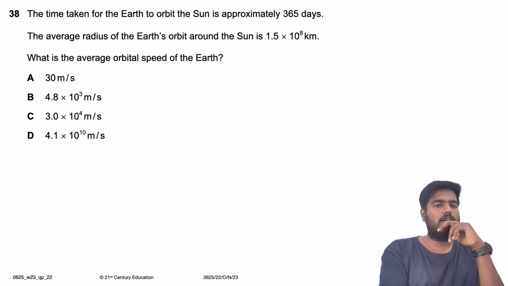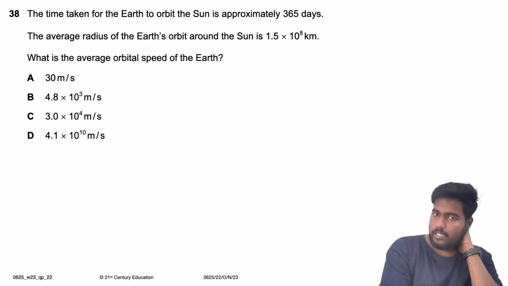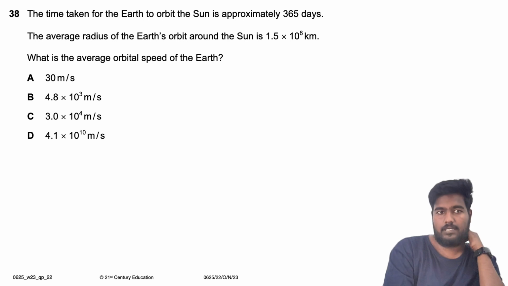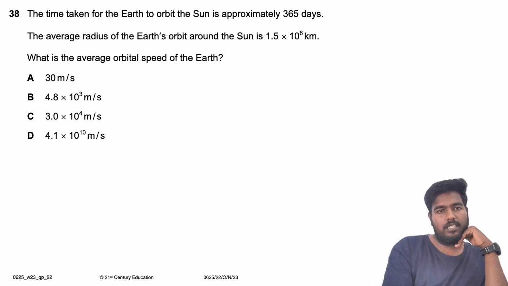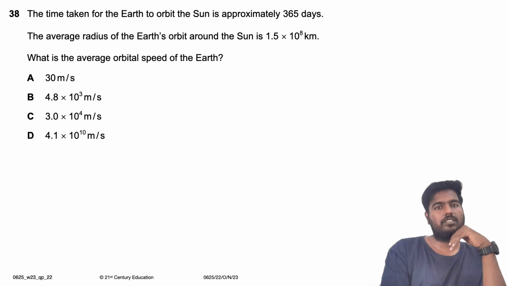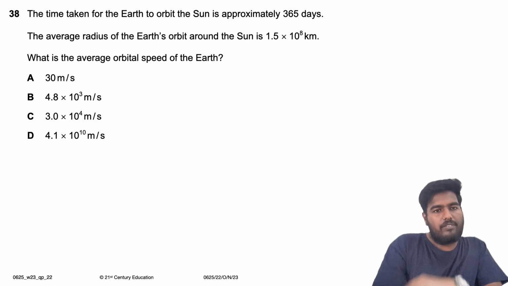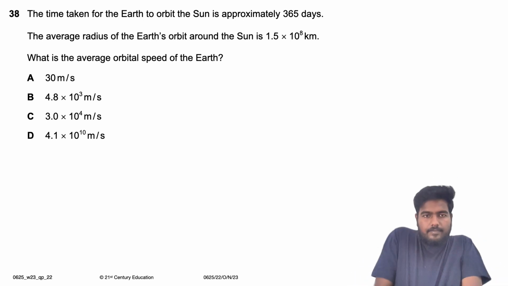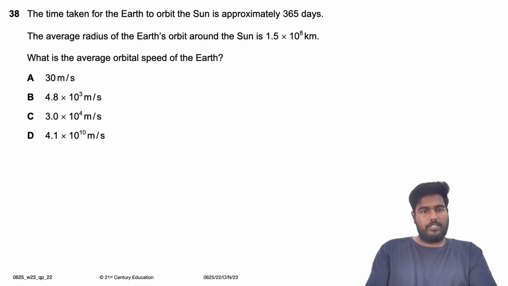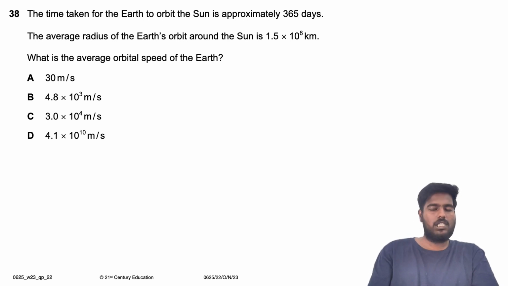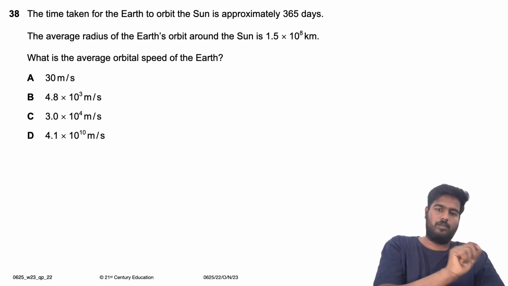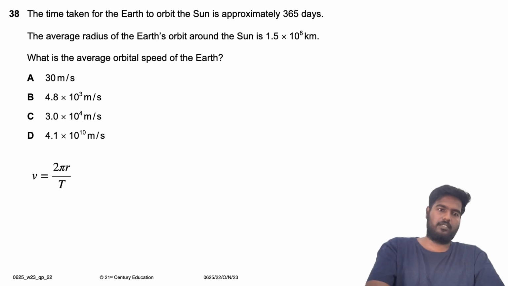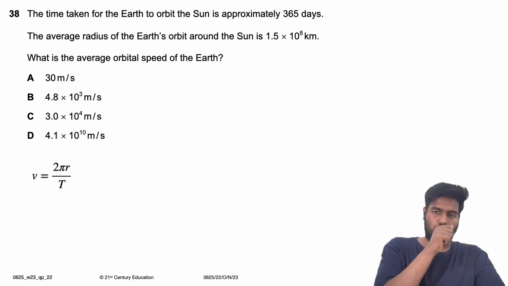The time taken for Earth to orbit the Sun is approximately 365 days. The average radius of Earth's orbit around the Sun is 1.5 × 10^8 kilometers. What is the average orbital speed of the Earth? Average orbital speed is total distance traveled divided by time taken. Since it's going in a circular path, the total distance traveled will be the circumference of the circle, which is 2πr, divided by the time taken t.